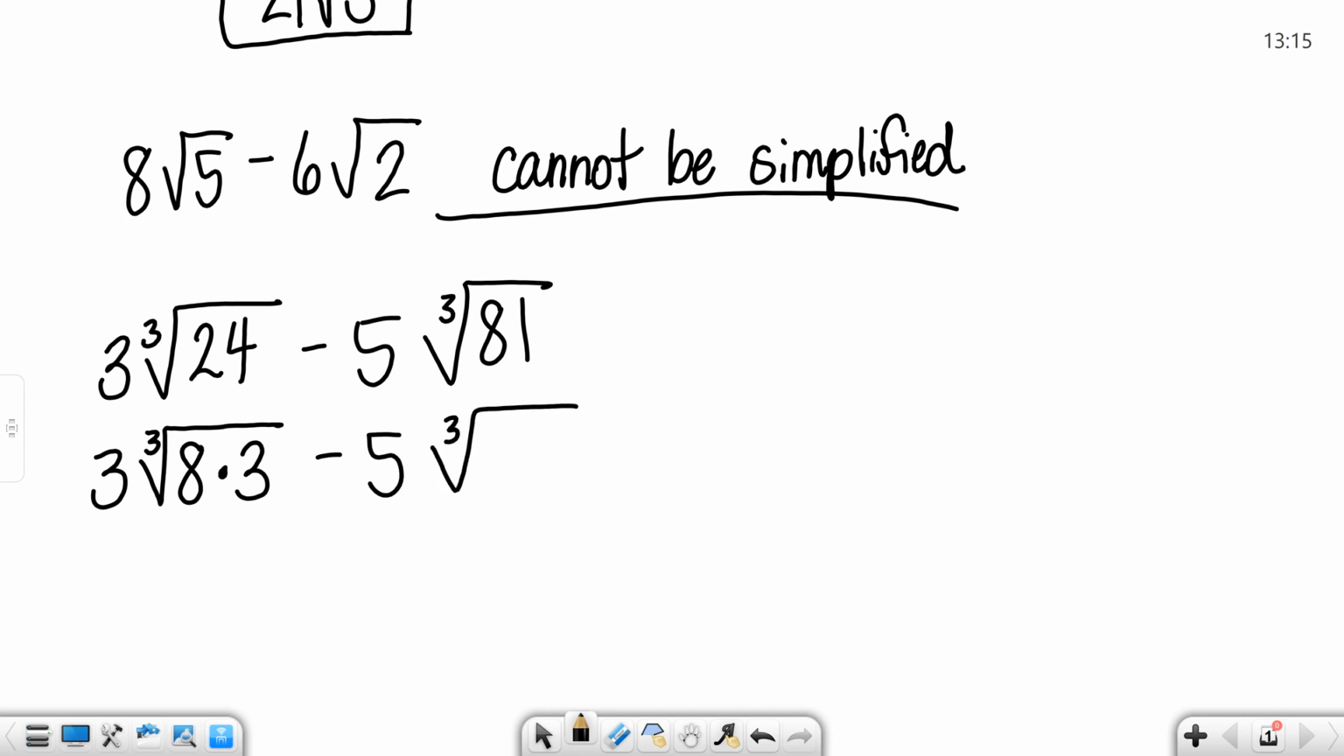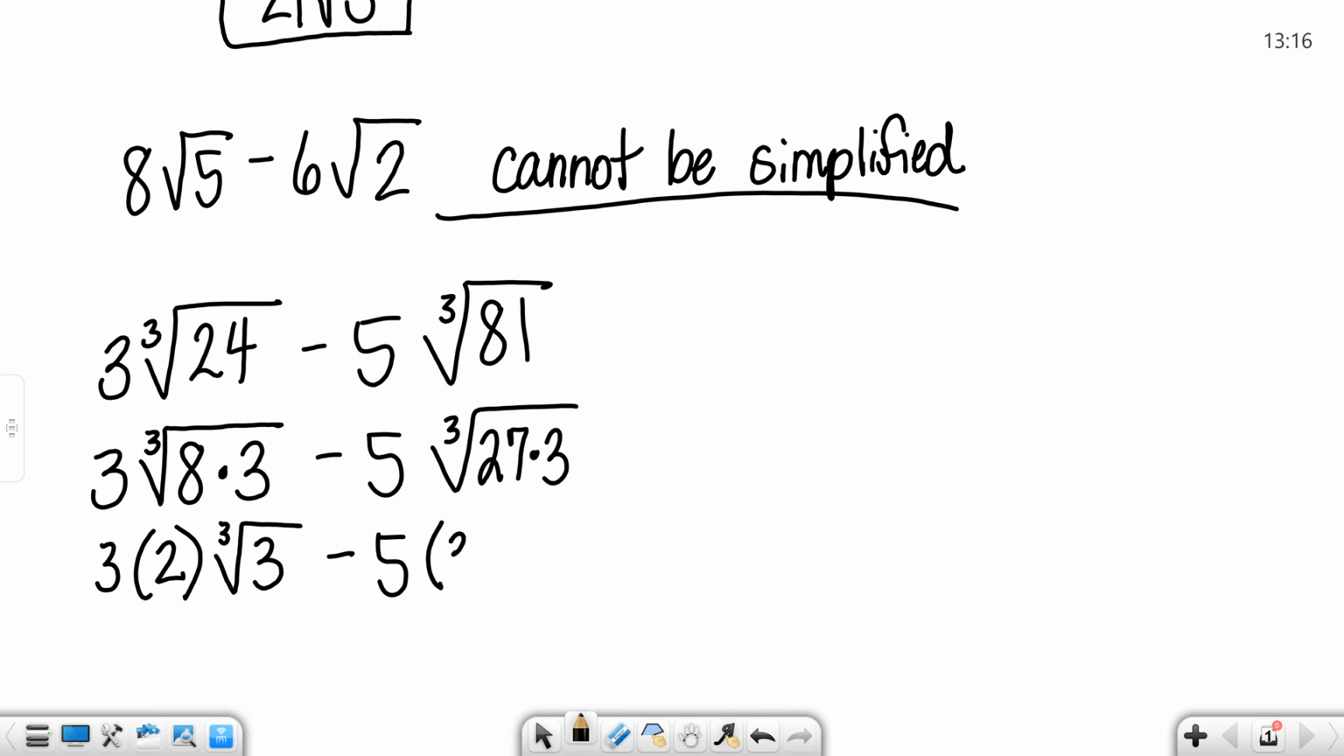Think the same way about 81, something you can take the cube root of. 9 won't work. You can't take the cube root of 9. Okay, so I'm going to use 27 times 3. I can take the cube root of 27. All right, so I'll write this out this time. The cube root of 8 is 2, and I still have this cube root of 3 sitting inside. The cube root of 27 is 3, and I still have this cube root of 3 sitting inside.